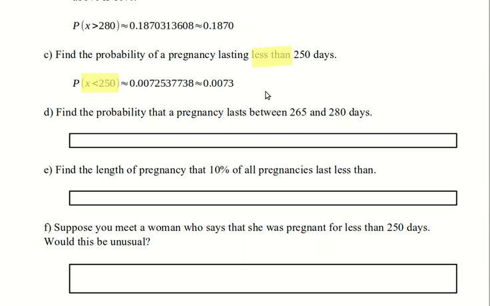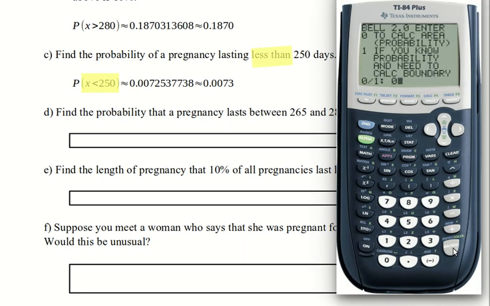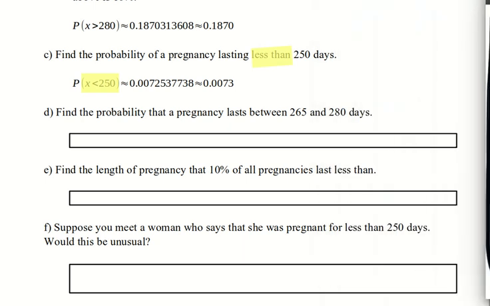The next question says, find the probability that a pregnancy lasts between 265 and 280 days. So we start the exact same way that we have been. We go into Bell, and we're interested in a probability, so we enter 0. It's normal, so we're entering 0 again. We've got our mean and standard deviation. The mean is 272. The standard deviation is 9. We are interested in being between these two values, 265 and 280 days.